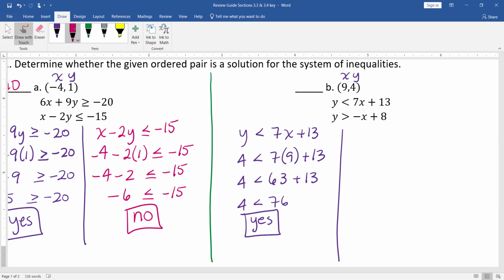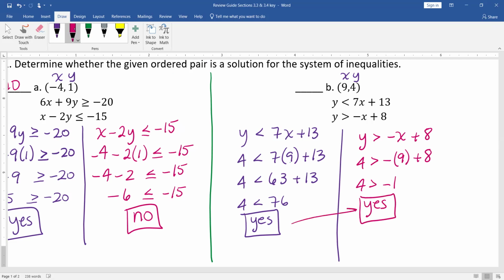Let's check the other one. Y is greater than negative x plus 8. Y is 4, x is 9. So negative 9 plus 8 is negative 1. 4 is definitely greater than negative 1. So yes, this one is true. Because both of them are true, the whole thing is true. So yes, this ordered pair is a solution for the entire system of inequalities.